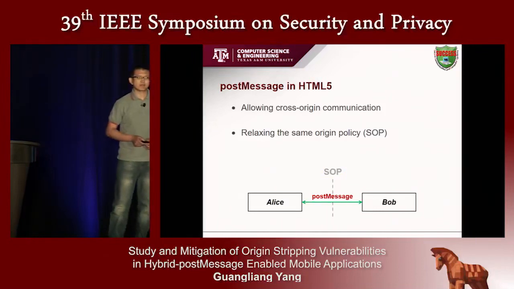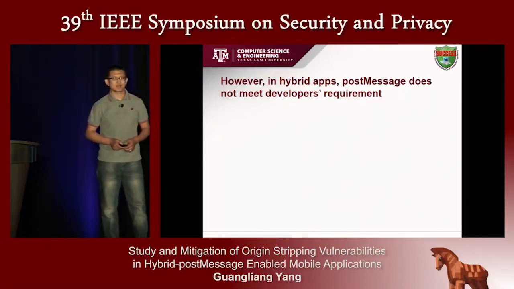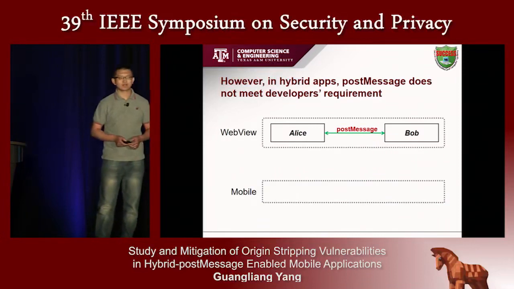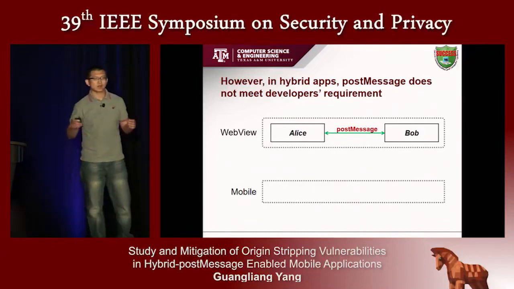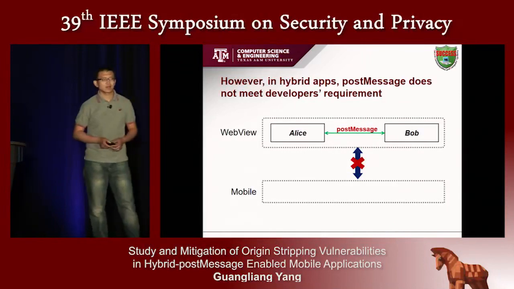PostMessage mitigates the problem. However, in hybrid applications, postMessage does not meet the developers' requirements. This picture shows the architecture of hybrid apps. The top box is the web platform, and the bottom box is the mobile platform. Developers really want their mobile code to also be involved in the messaging process. However, this functionality is not provided by existing systems such as Android.